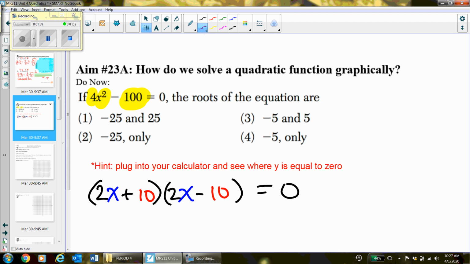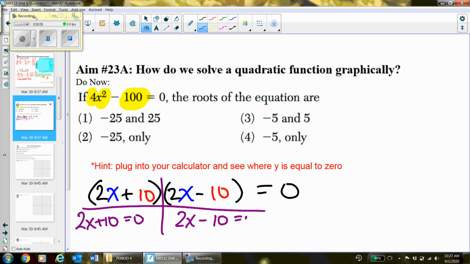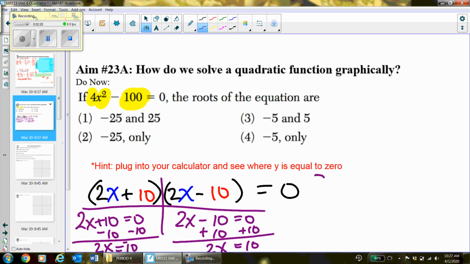All right, so now you're going to set both factors equal to 0. So 2x plus 10 equals 0, and 2x minus 10 equals 0. Over here, you're going to add 10 to both sides. You get 2x equals 10. You're going to subtract 10 from both sides over here. You get 2x equals negative 10. All right, then going to continue. 2x equals negative 10. And then you have 2x equals positive 10.